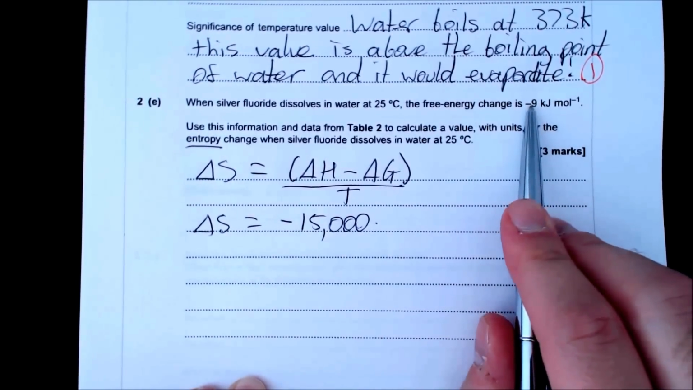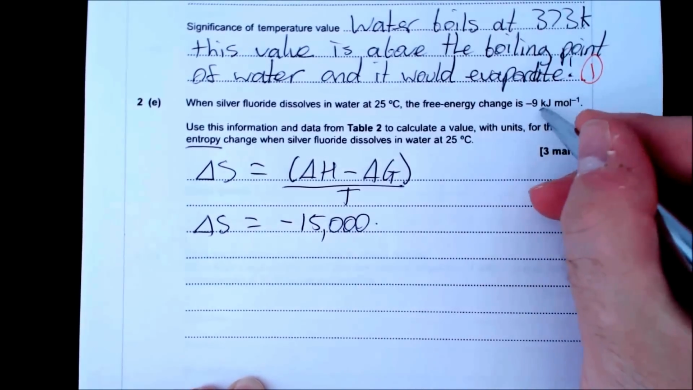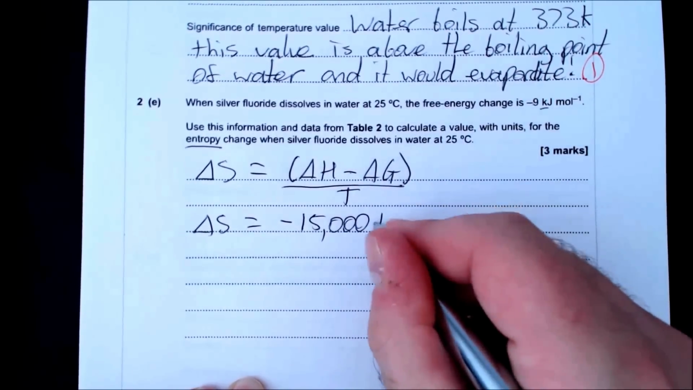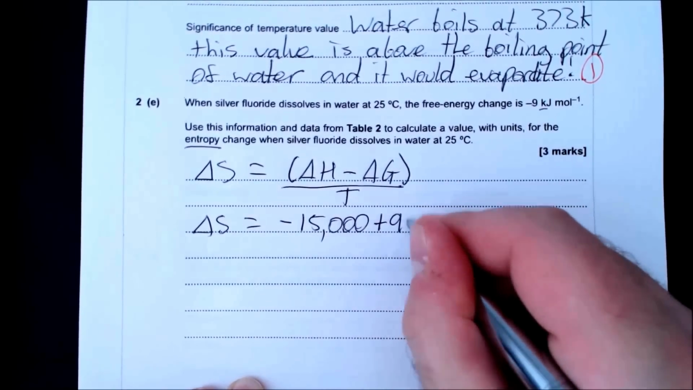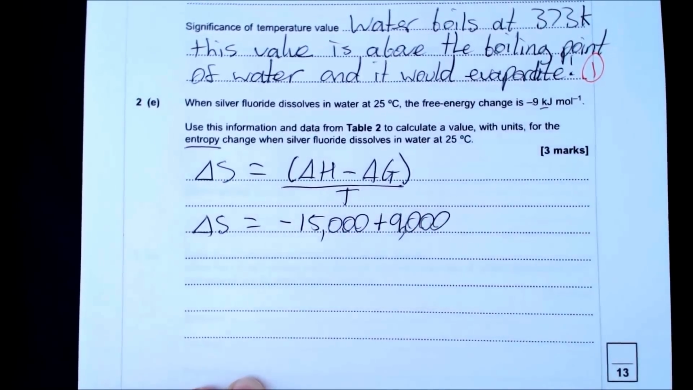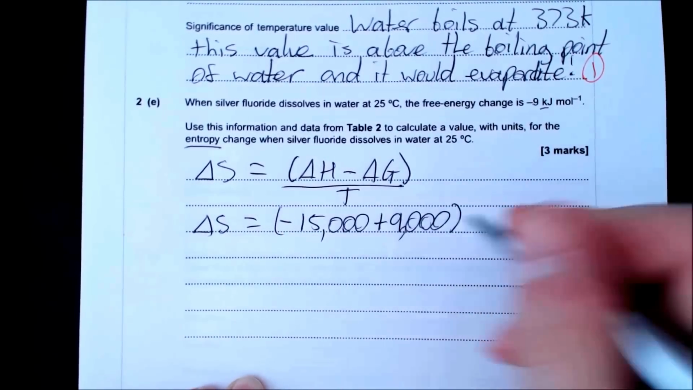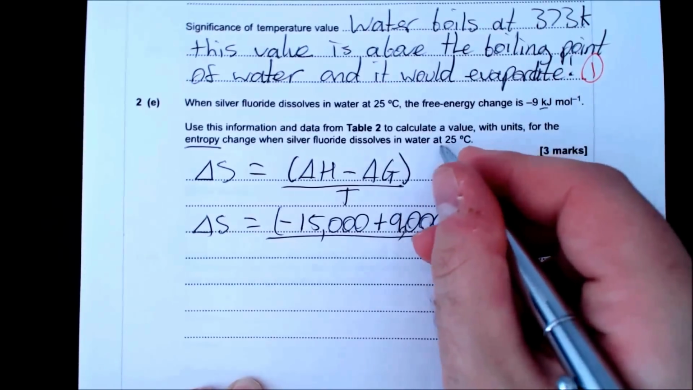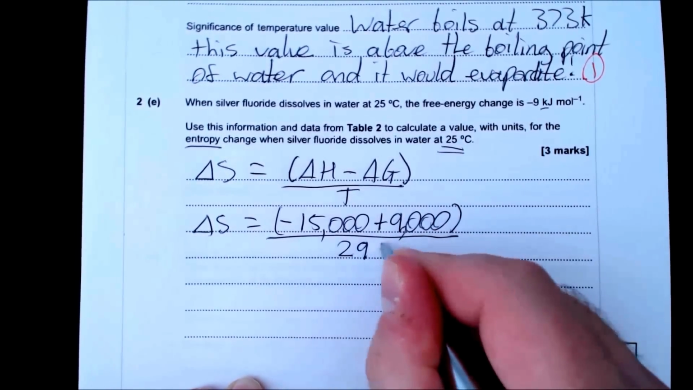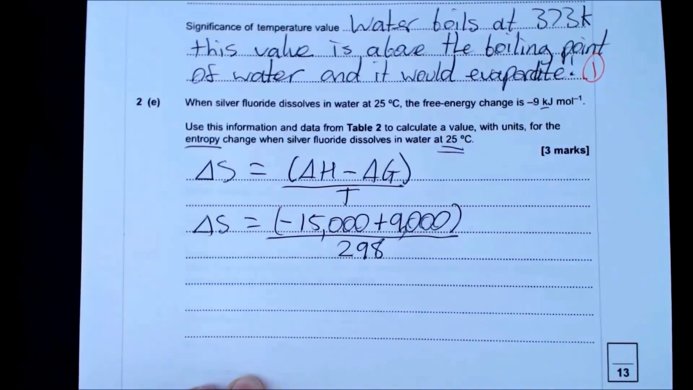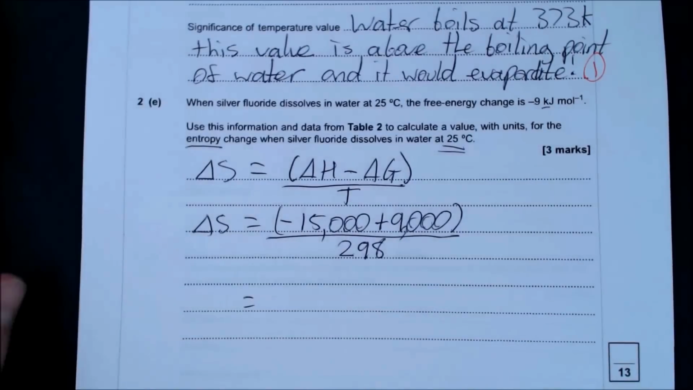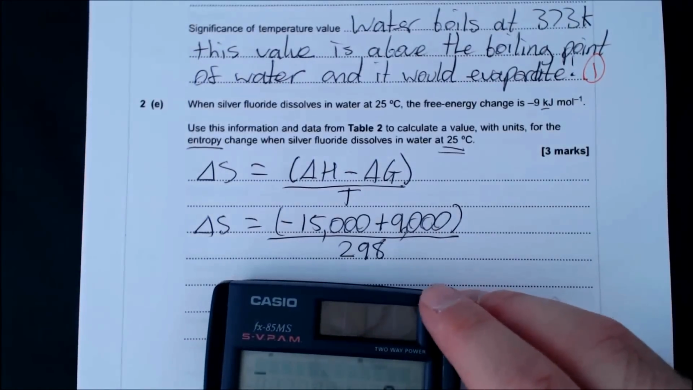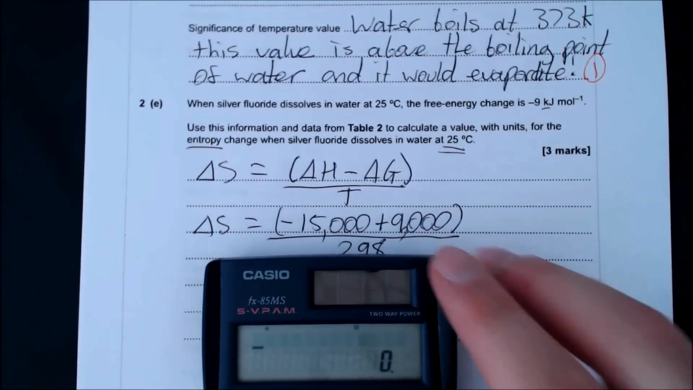Now delta G is 9. Again, this is in kilojoules, so we're going to convert that into joules, so it's going to be 9,000. So a minus and a minus will give a plus, so that's going to be plus 9,000. There you go. Stick the brackets around there. Divide that by the temperature. This is at 25 degrees Celsius, so this is going to be 298 Kelvin. And if we put that into our calculator, we should get an entropy value. So let's just put that down there so we can see the number.